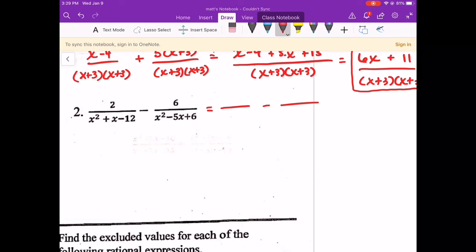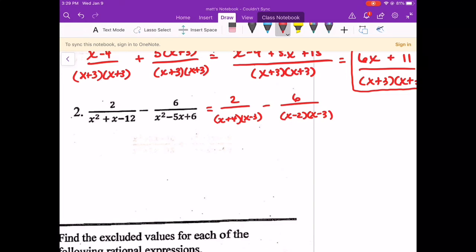So x squared plus x minus 12, I need the factors of negative 12 that add up to positive 1. That's going to be positive 4 and negative 3. So x plus 4, x minus 3. All right. And then x squared minus 5x plus 6, I need the factors of 6 that add up to negative 5. So that's going to be x minus 2, x minus 3. All right. Keep the tops the same because all I did is factor. I didn't change anything.